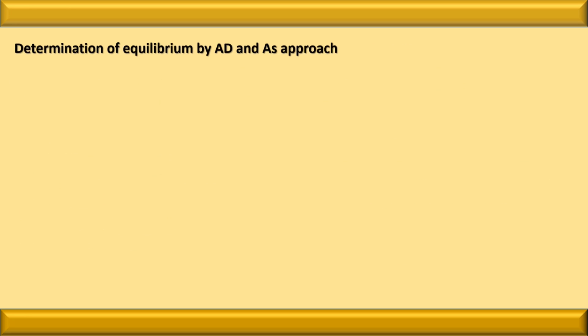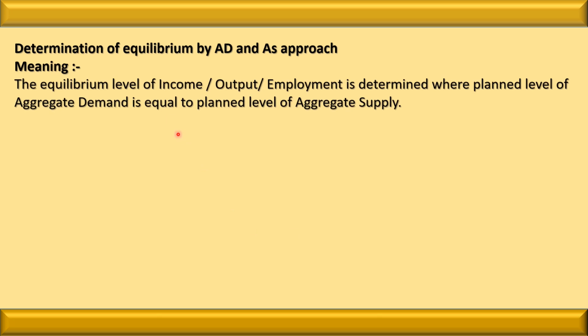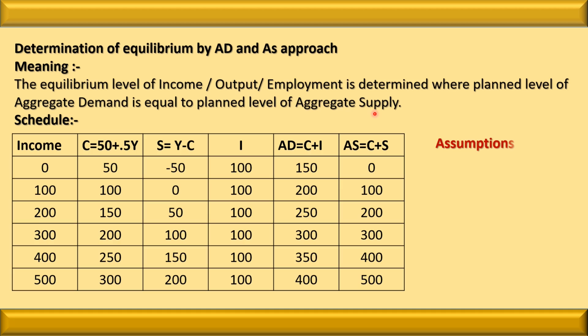Now let us determine the equilibrium by the aggregate demand and aggregate supply approach. Firstly, let us see the meaning. The equilibrium level of income, output and employment is determined where planned aggregate demand is equal to planned aggregate supply. Try to understand it through the schedule. In this schedule, income is represented by Y, then consumption, saving, induced investment, aggregate demand, aggregate supply.